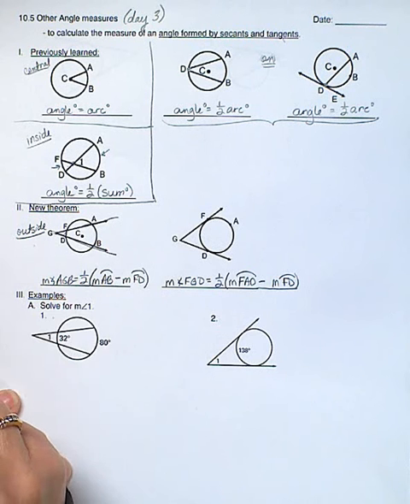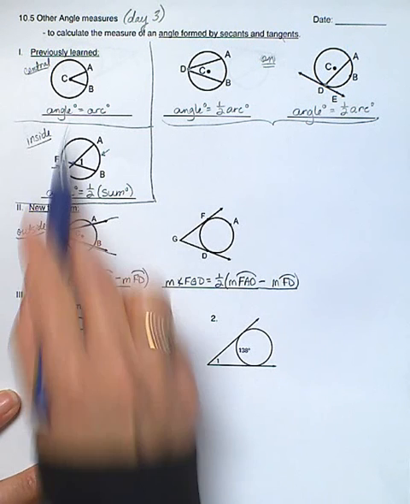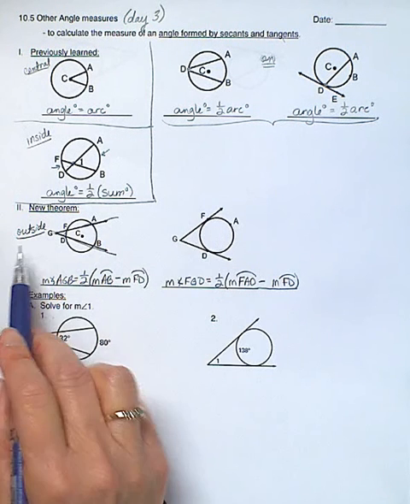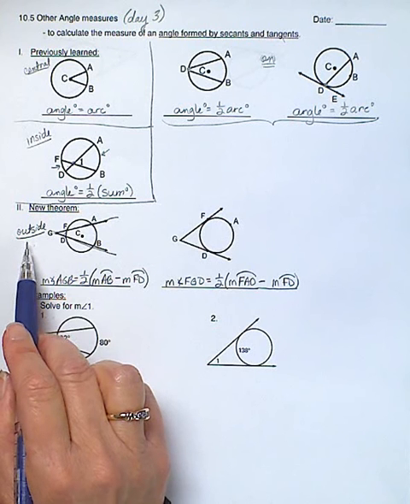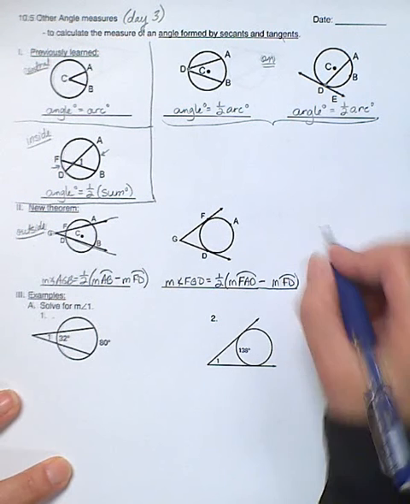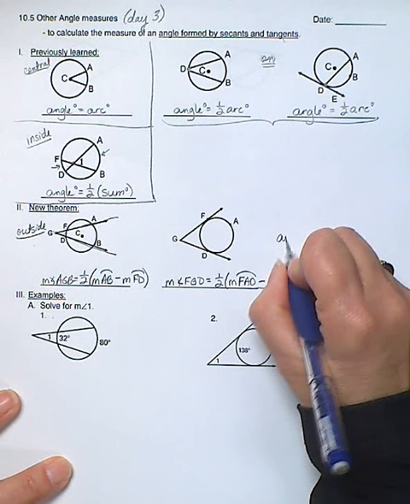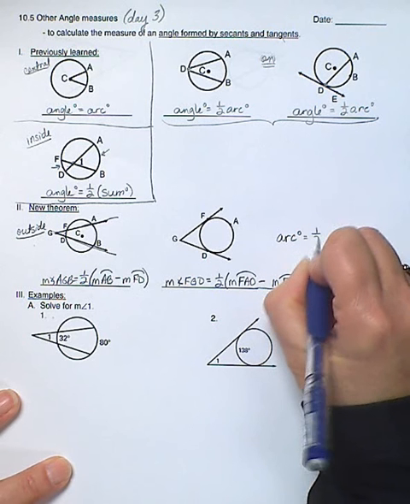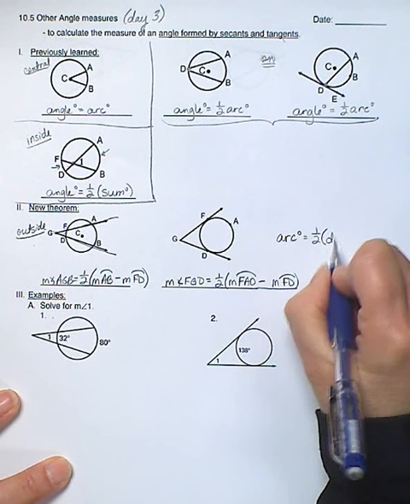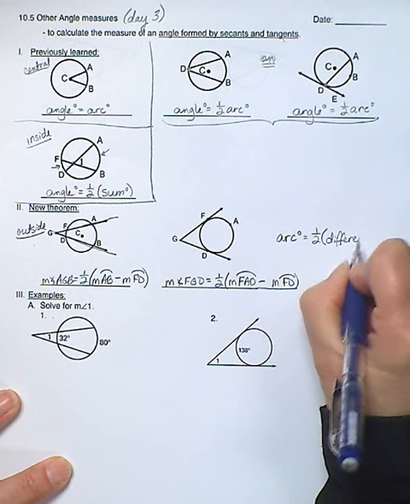So I'm going to summarize these the way I did up at the top. If you're looking at a scenario where the vertex is outside the circle, the angle in degrees is half the difference of the arcs in degrees.